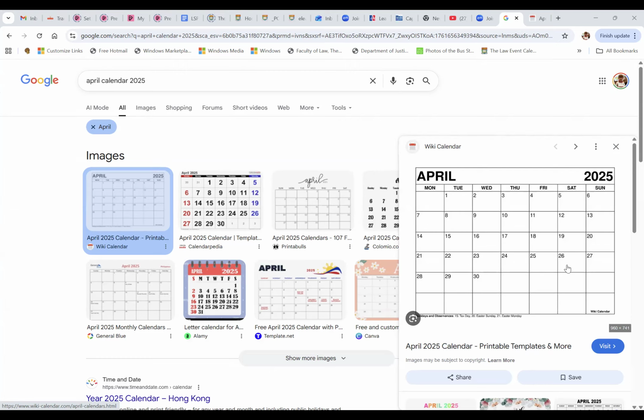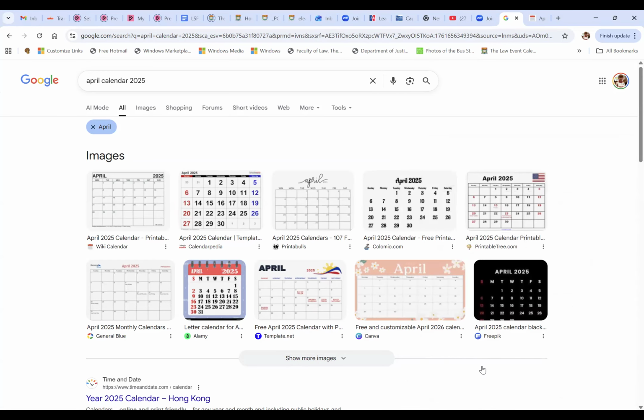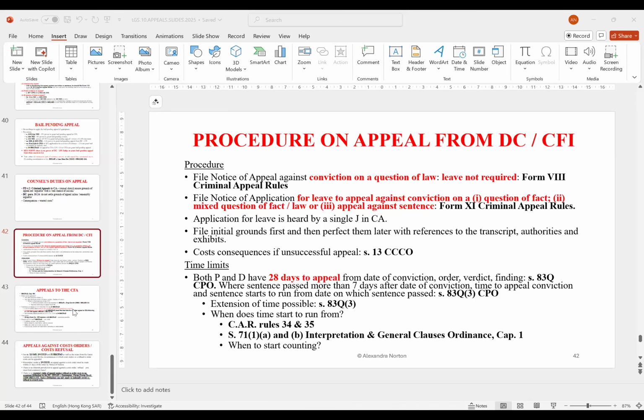Now, if our 28-day period ended on a Saturday or Sunday, we would roll over to the next day. If April 29th was a public holiday, we would roll over to the next day. Okay? So just remember those provisions of section 71(1)(a), B, and D of the IGCO when it comes to calculating the time periods to appeal. Okay? Because in the exam, you must come up with the actual deadline.